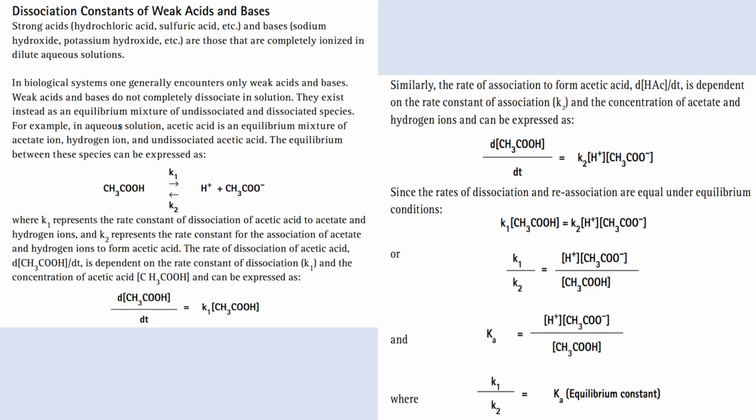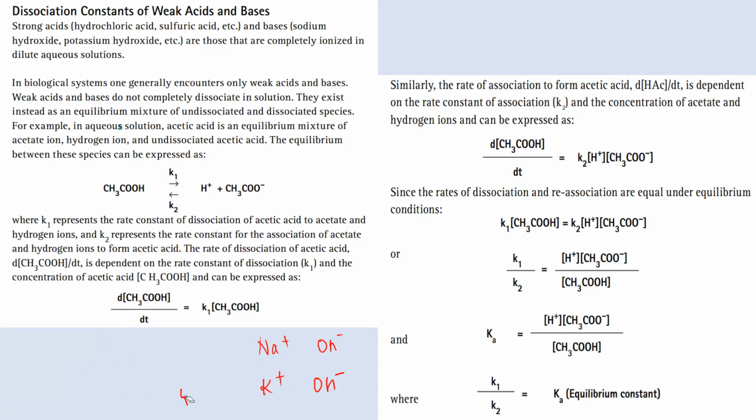Something like sulfuric acid or hydrochloric acid, as soon as you add them to water, they ionize as H plus and Cl minus. If you add NaOH, which is a base, you get Na plus and OH minus, or K plus and OH minus. So these are strong acids and strong bases, and that's why they dissociate completely.